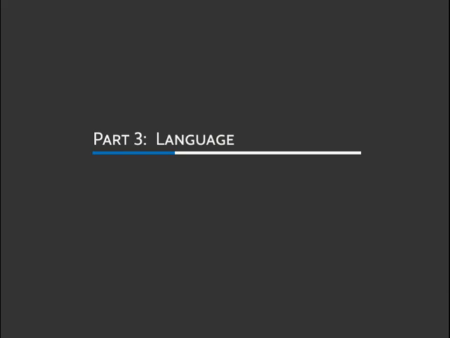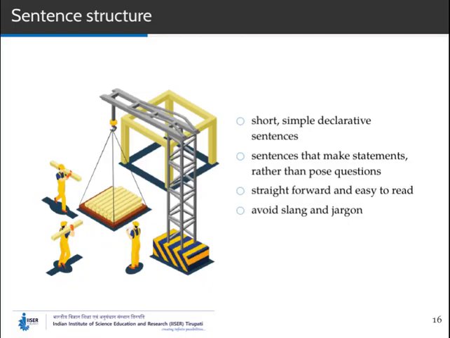Let's move on to the language part. Here I assume that we are all going to use English as the communication language. Even if you are writing in another language, the scientific descriptions could be the same. So in a manuscript, always use short and declarative sentences. Your statements should look like a fact rather than poetry, which may raise a lot of questions or may be complicated. Sentences should be straightforward and easy to read.